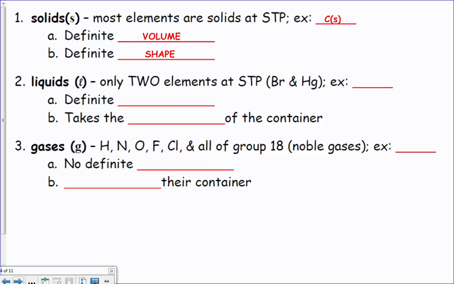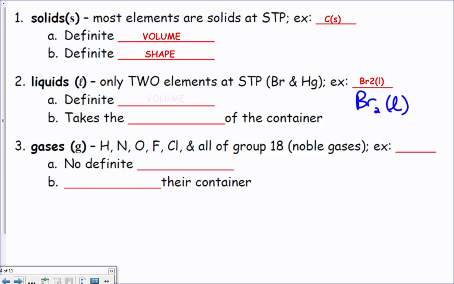Liquids, little l. There are only two elements, bromine and mercury, one metal, one non-metal. Br2, and that should be a subscript 2, my bad. Br with a little 2, and a cursive L. Bromine, liquid, it's diatomic, we'll learn later.